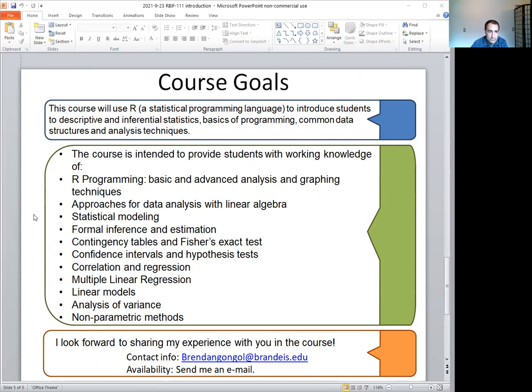So I look forward to meeting everybody in this course, maybe sharing my experiences with other people and also learning about other people's experiences, as well as answering any questions that you guys might have. I'm available. My email address is listed on this slide. And my office hours are also listed in the course syllabus, but I'm really available most of the time. The best way to get a hold of me is to just send me an email.